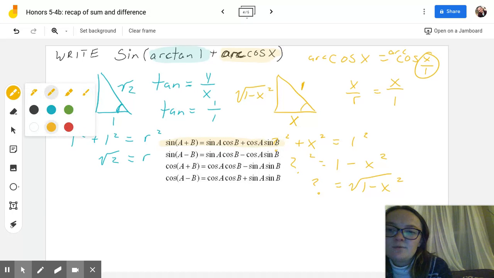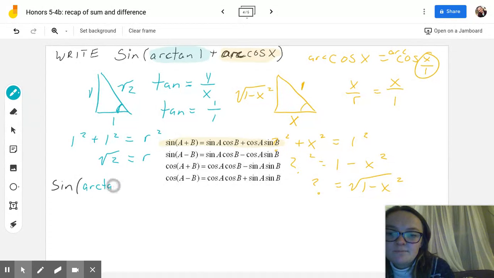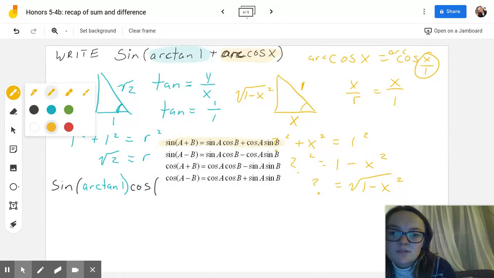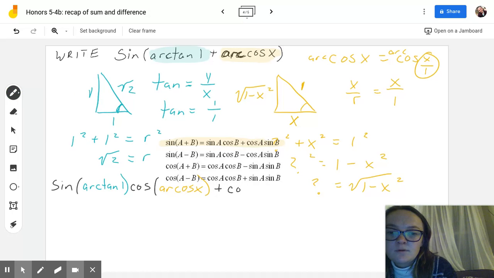I can rewrite this as the sine of, and let's try to keep colors here because I'm going to get confused, A, which is arctangent of 1. So sine of A times the cosine of B. In this case, that is the yellow. That's the arc cosine of x. And then we're going to say plus the cosine of A.